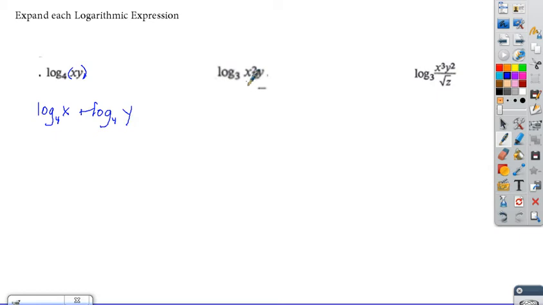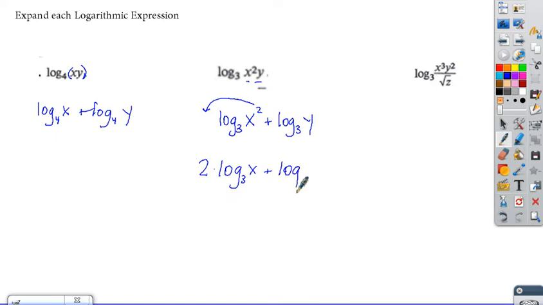Here I have a power and I have multiplication, so we'll treat this one at a time. I'm going to do log base 3 of x squared plus log base 3 of y first. I don't want to do the power first because the power is not over the whole logarithm, it's only over the x. Then I want to use the power law and bring that 2 out in front. So I would simplify this another step, 2 times log base 3 of x plus log base 3 of y. And that would be my expanded form.